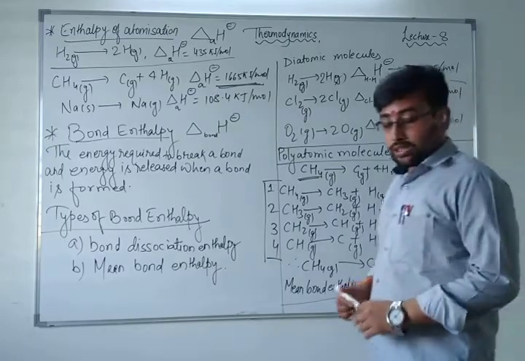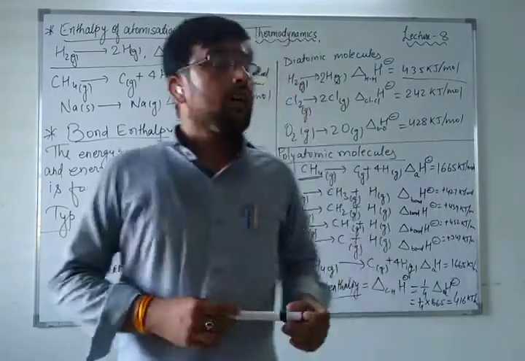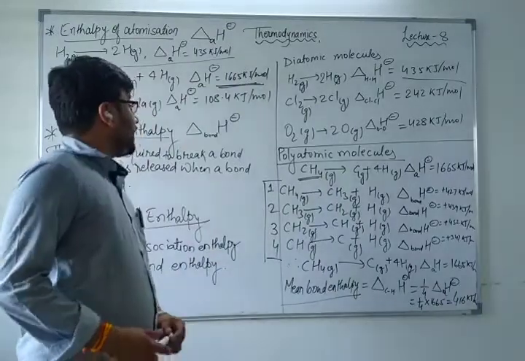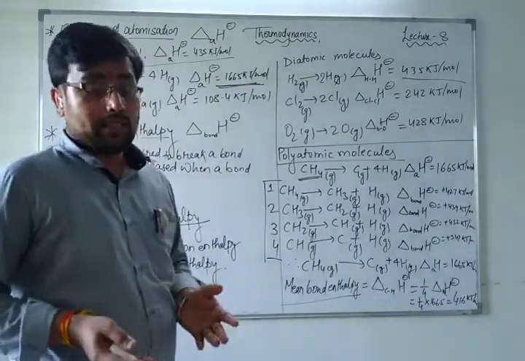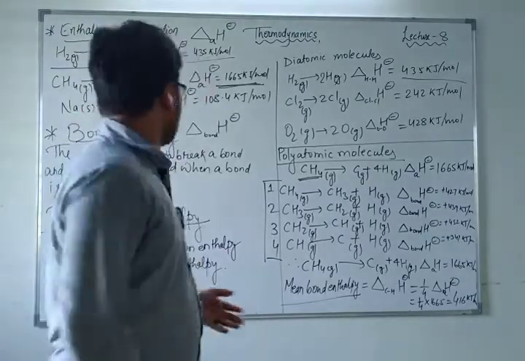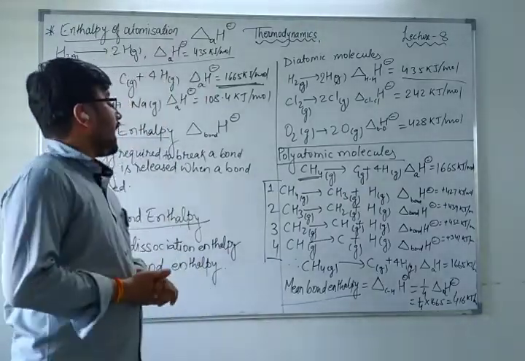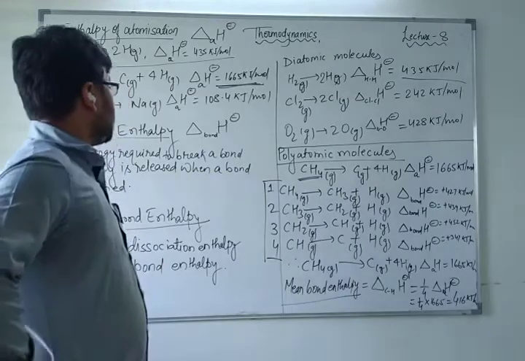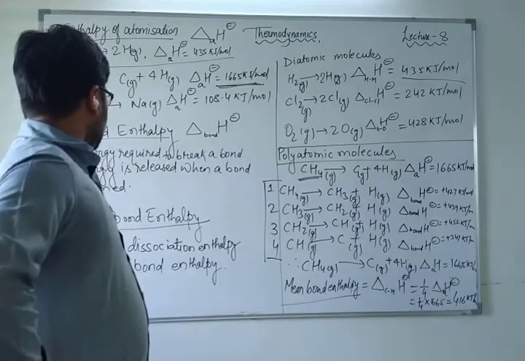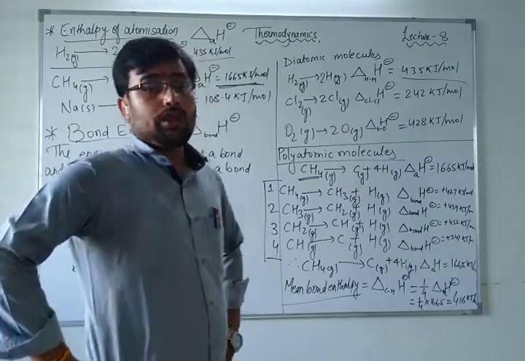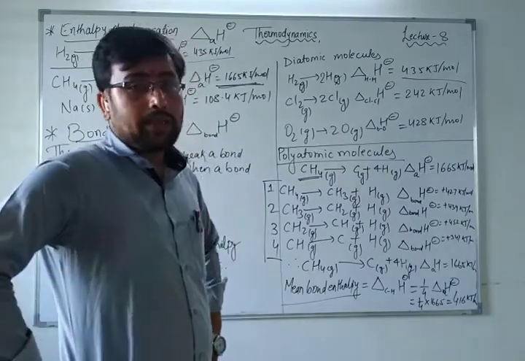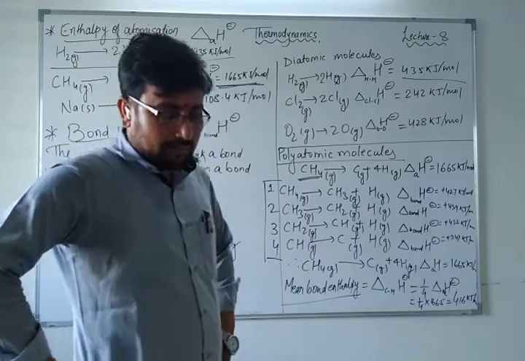So this was our mean bond enthalpy. The first one was the bond dissociation enthalpy, and the second was the mean bond enthalpy for polyatomic molecules. Here, in the mean bond enthalpy, we have not done anything else, we have just calculated and taken the mean, right?